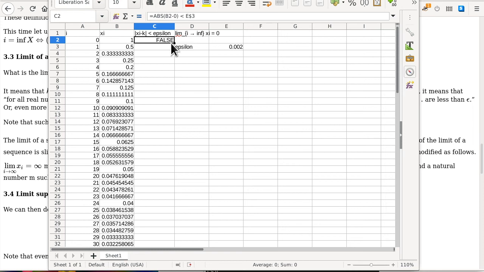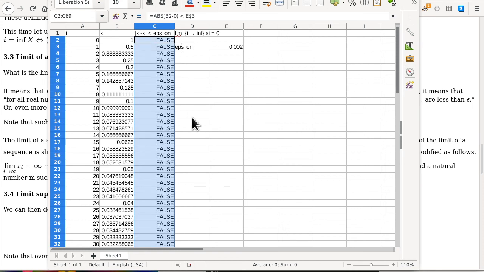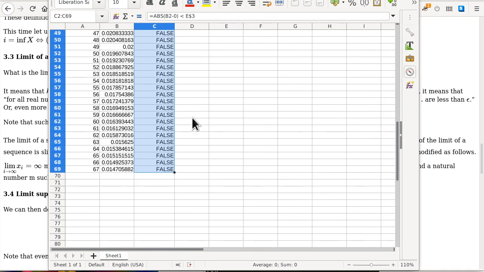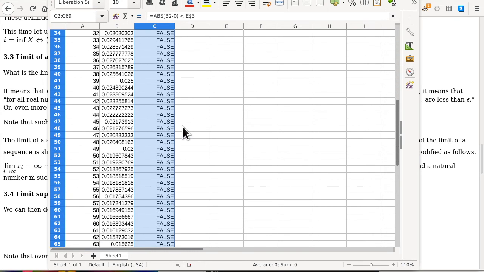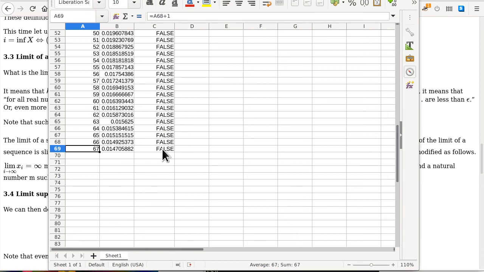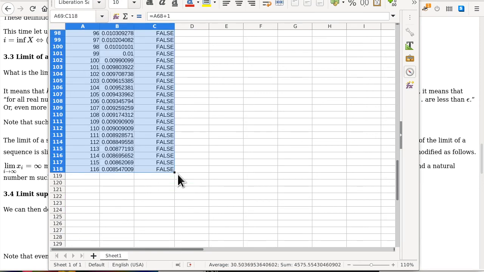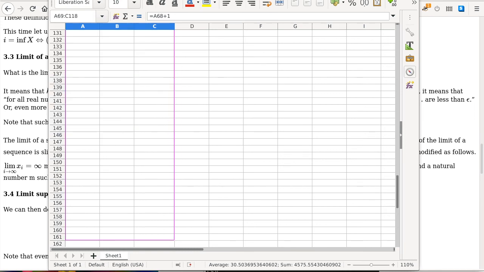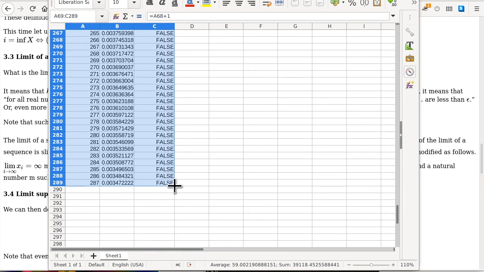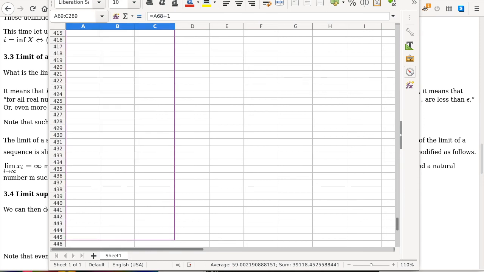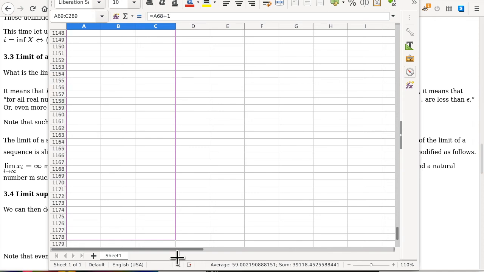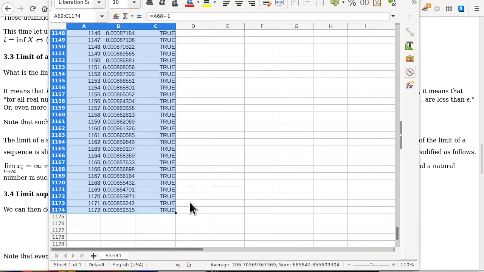So now let's double click this. And you can see how it is false. Oh, I picked a value that is really small, so we have to keep going for a while. We're getting there. Almost. Now, it's going to take more and more entries. The closer it gets to zero, the slower it is going to approach zero. But at some point, it does.